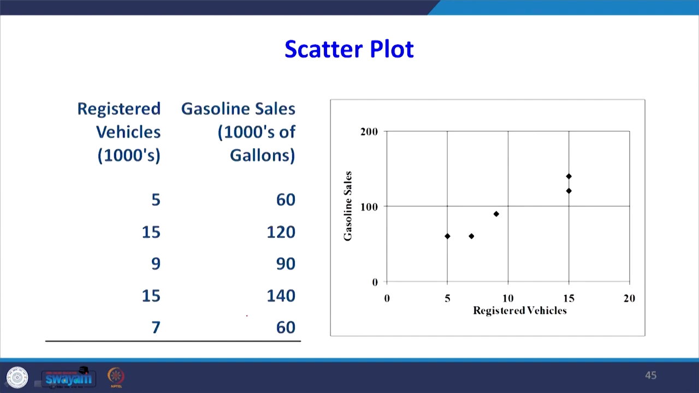The next one, the scatter plot. The scatter plot so far what I have seen was for only one variable, but the scatter plot is used for two variables. In the x axis the registered vehicles, in the y axis the gasoline sales. The scatter plot says that when the number of registered vehicles is increasing, the gasoline sales are also increasing. So, the scatter plot is used to know the trend of the data.